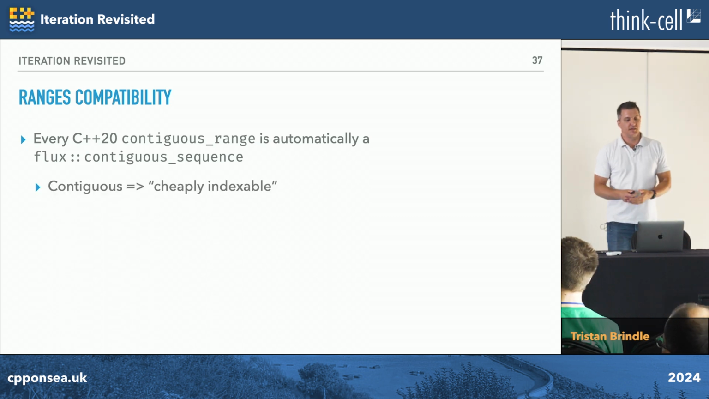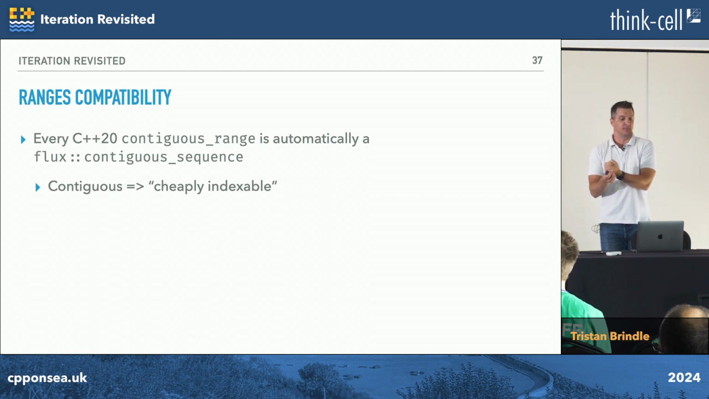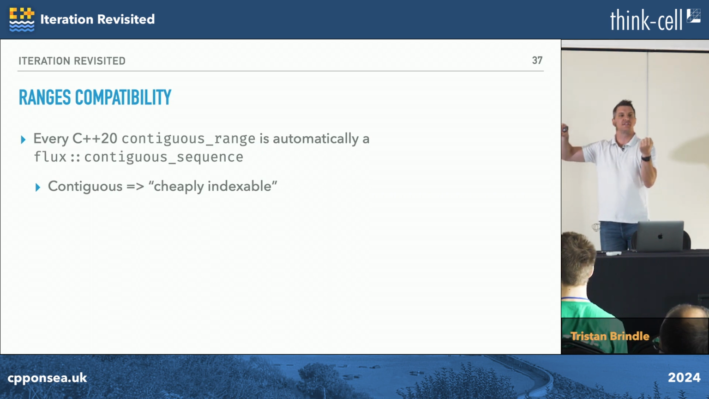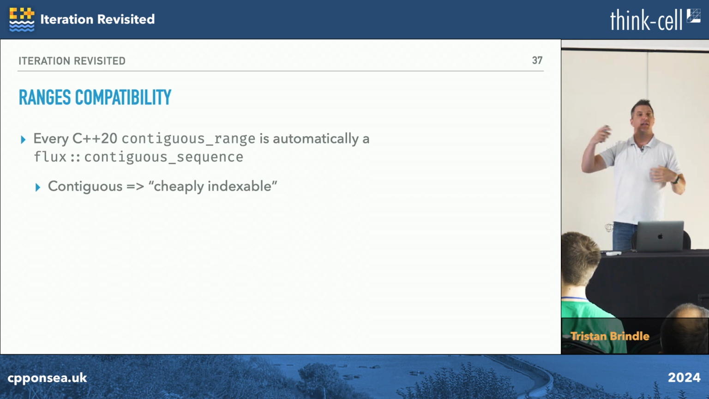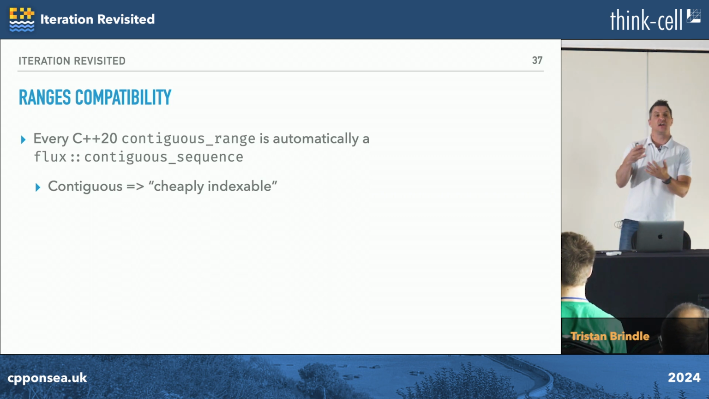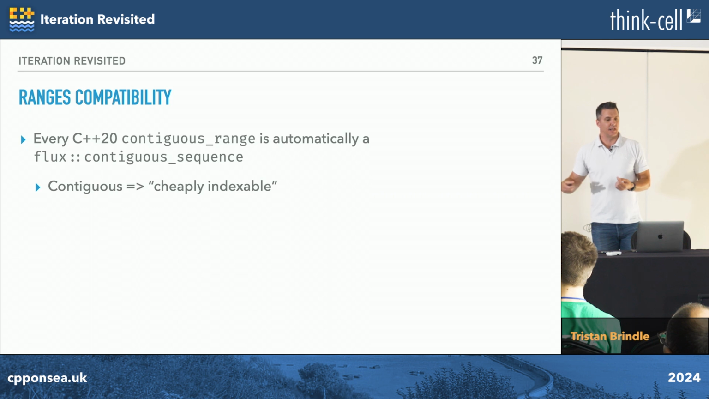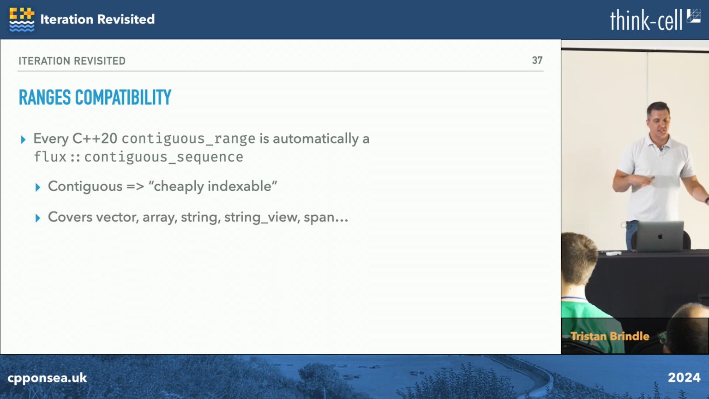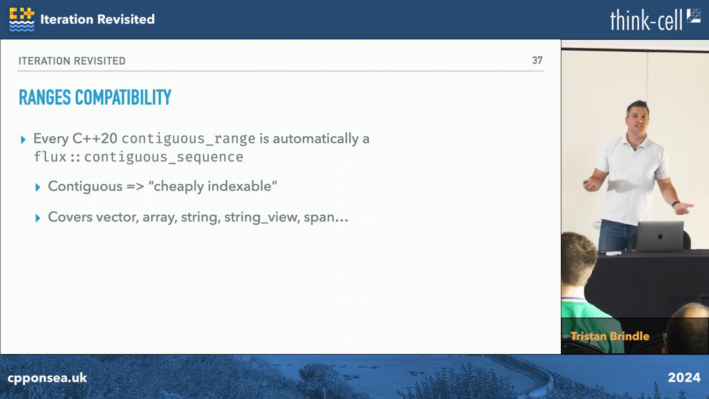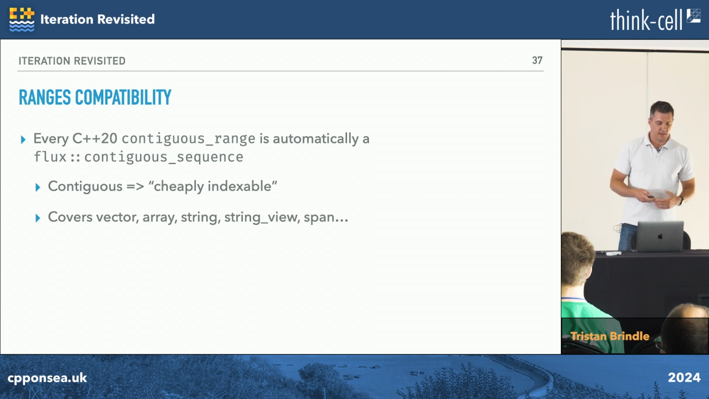The reason for this is that if we have a contiguous range, then that's cheaply indexable, as in we can just get the data pointer and offset from that data pointer, and we can also do cheap bounds checking. So this should say contiguous sized ranges, because if we have the size, we can do a bounds check before we dereference any pointers. So this covers vectors, arrays, strings, string view, span, raw C arrays, initializer lists, all sorts of things. You can just start using them with Flux sequences without having to do anything whatsoever. They just work.